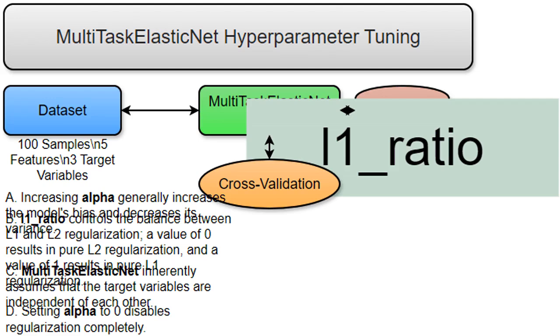This hyperparameter balances 2 types of regularization, L1 and L2. L1 is like picking the most important features, sparsity, while L2 tries to make the model more general, reducing overfitting. Determines how much of each regularization I want to use. If it's 0, I'm only using L2. If it's 1, I'm using only L1. Think of it as a slider to mix these 2 types of regularization.